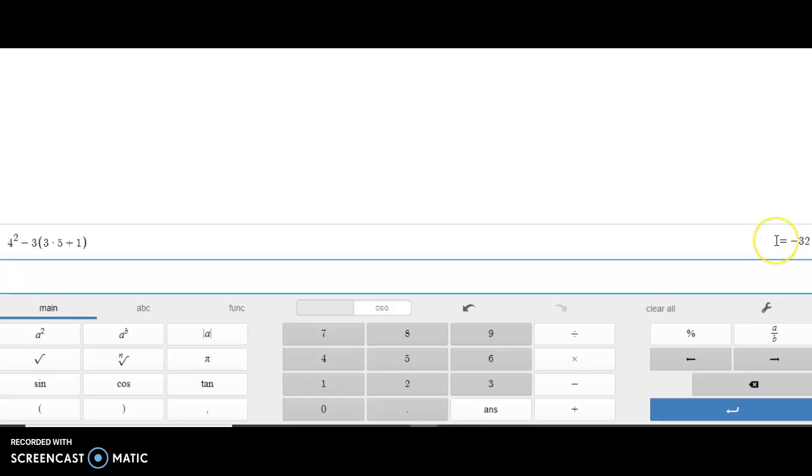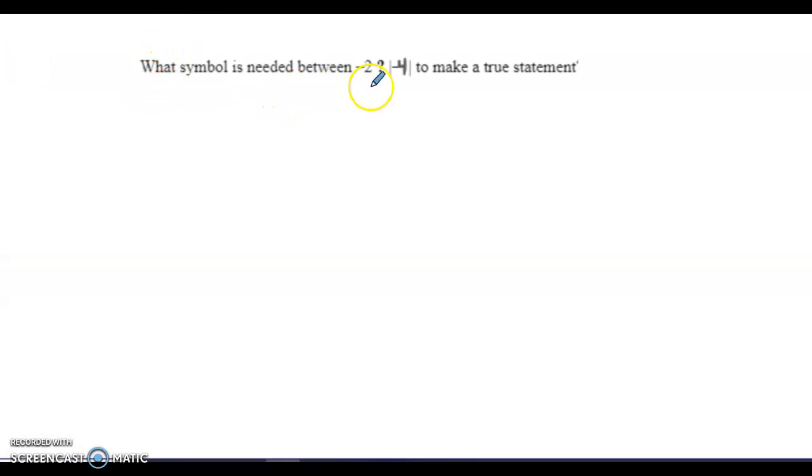So please use your calculator as often as you can. It says, what symbol is needed to go between negative 2 and negative 4? Okay, so we got to figure out which number is bigger, and then we need our inequality symbol, which I usually refer to as the alligator mouth, to eat the bigger number.